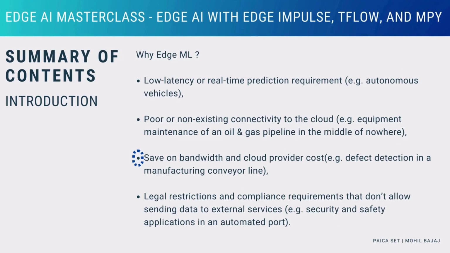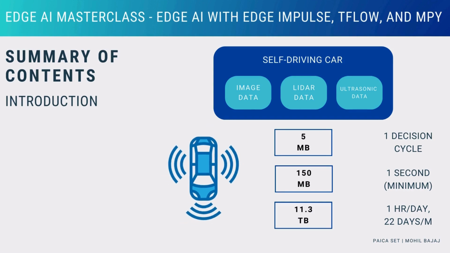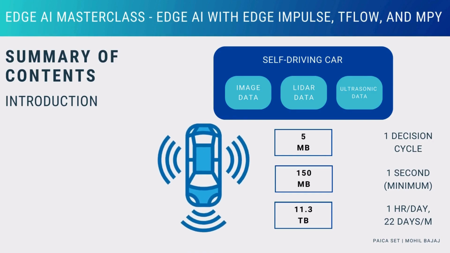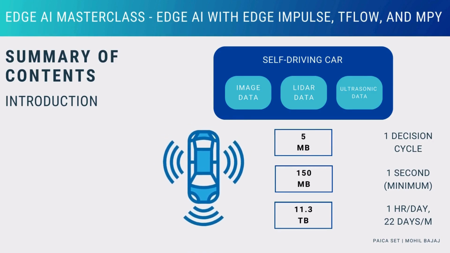The third reason for using EdgeML is the high bandwidth and cloud provider cost. Coming back to the self-driving car example, let's say for the car to work, it in each cycle produces 6 images, some LiDAR data and some proximity sensor data totaling 5 megabytes. As we discussed previously, the decision to accelerate, brake, turn left or right is made on this data. This decision is made 30 to 50 times per second. So in 1 second, at least 150 megabytes of data is generated.